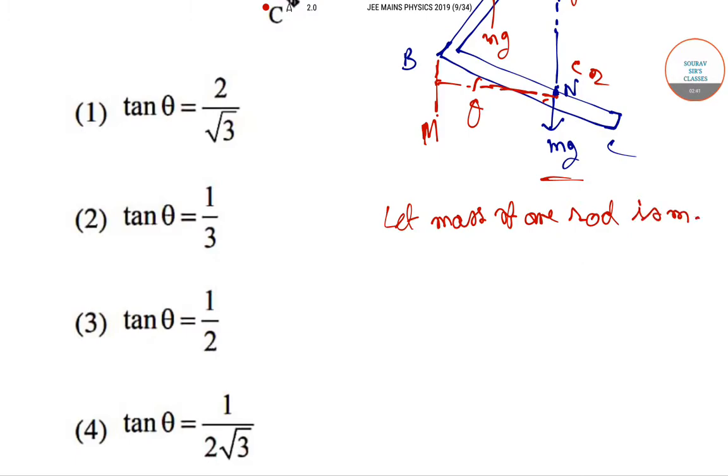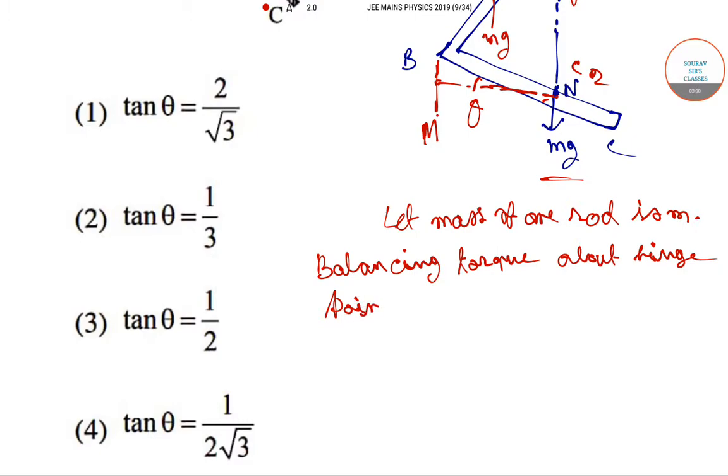Then balancing torque about the hinge point, we can write: balancing torque about the hinge point, mg into C1P and mg into C2N.